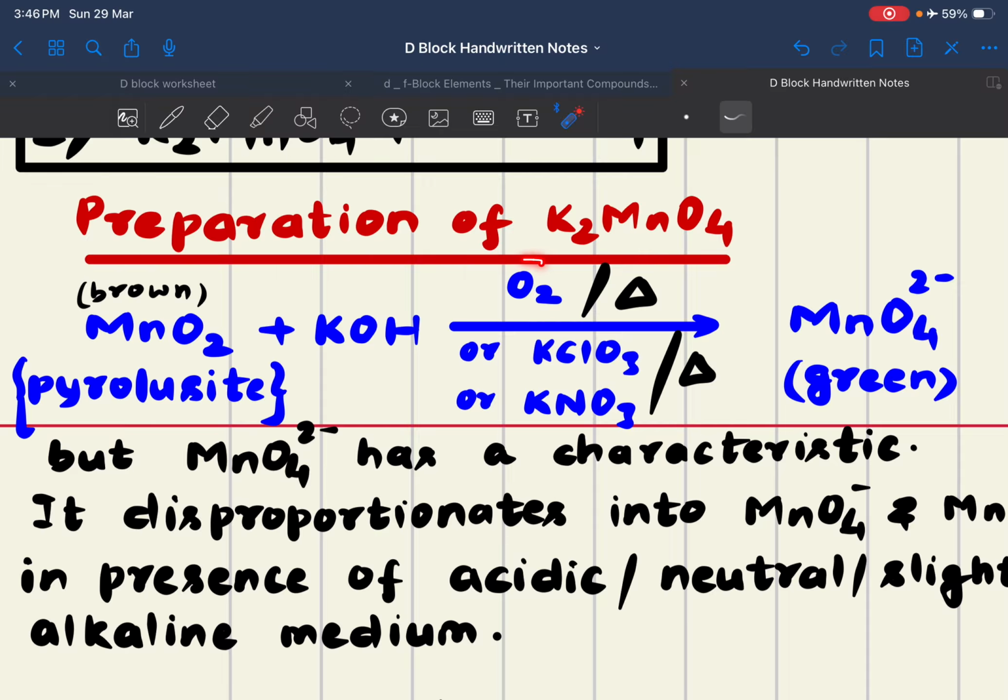Now, in place of oxygen, sometimes we take KClO3 or sometimes we take KNO3. Either we take oxygen, or we take KClO3 potassium chlorate, or we take potassium nitrate. So what are their roles? What's the purpose? Actually, when you heat potassium chlorate or potassium nitrate, they will decompose to give oxygen.